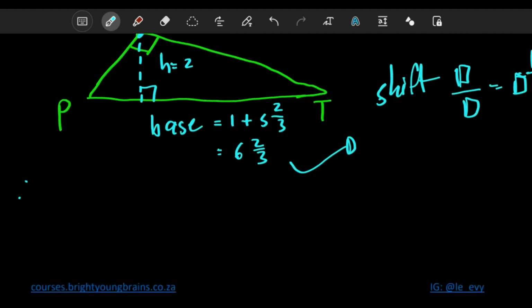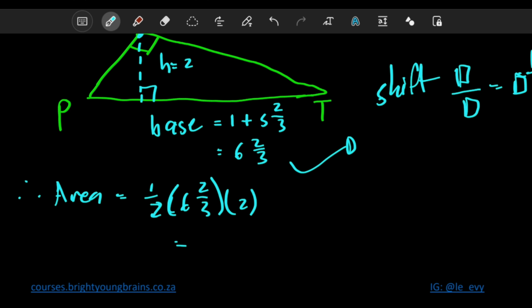So here the area, now we can say therefore the area here is going to be a half. The base is going to be 6 and 2 over 3, and then the perpendicular height is just a 2. If you throw all this into your calculator, you're just going to get 20 over 3. And we don't know what we're dealing with, so you can just say square meters, square units.